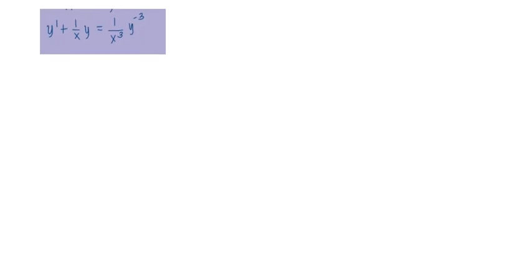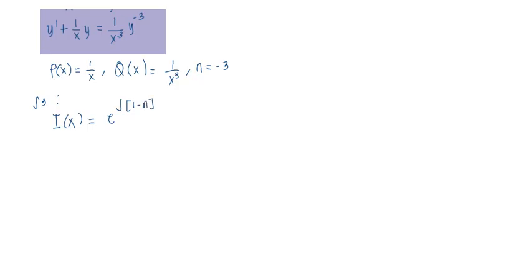What we need now is our p of x, q of x, and our n. So our p of x obviously is 1 over x. Our q of x is 1 over x raised to 3, and n is negative 3. Now we can calculate the integrating factor, which, from the formula, is I of x equals e raised to the integral of 1 minus n times p of x dx.